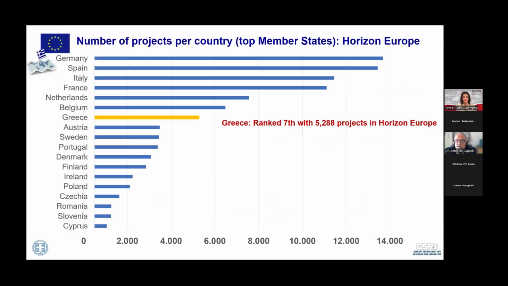In this slide, you can see our rank. To put this into perspective, Greece is currently ranked 7th among member states in terms of the number of projects, with a total of 5,288 projects. This high ranking demonstrates the competitiveness and high quality of our research and innovation ecosystem on a European scale.